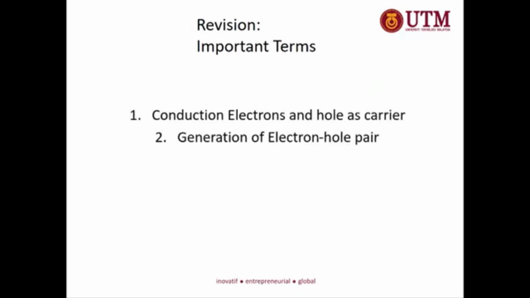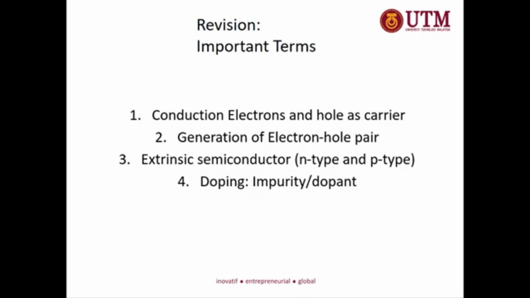Okay, and then we need to do some revision in order to discuss the operation of the PN junction. We need to be able to explain some basic terms or concepts. The first one is conduction electron and hole as a carrier. We know that the electricity that flows inside the semiconductor is due to the movement of electrons or the movement of holes. So we call the electron or hole a carrier.